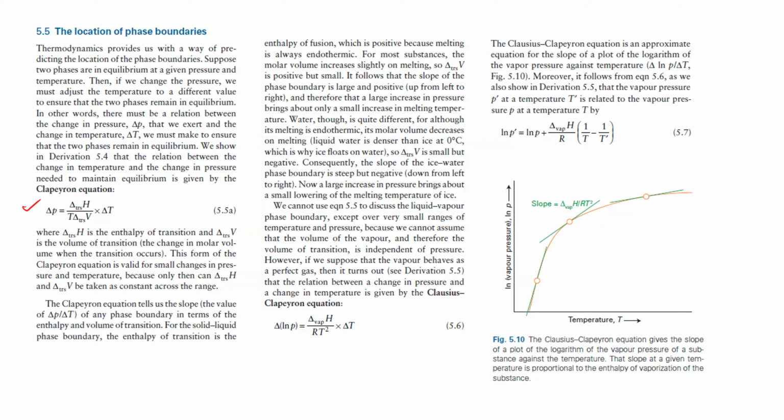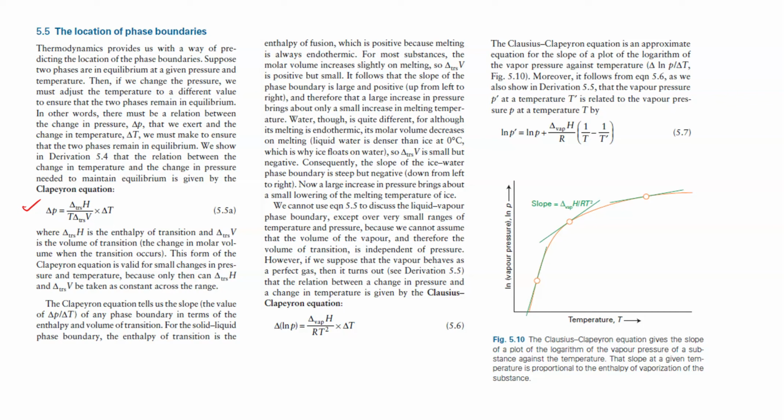Water, though, is quite different, for although its melting is endothermic, its molar volume decreases on melting. Liquid water is denser than ice, thankfully, which is why it floats. So delta transition volume is small but negative. Consequently, the slope of the ice-water phase boundary is steep but negative, down from left to right. Now, a large increase in pressure brings about a small lowering of the melting temperature of ice.